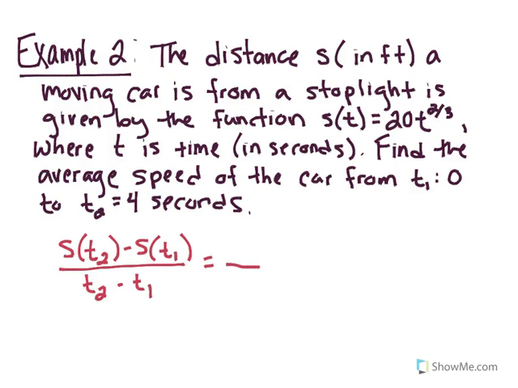Now I know what my t2 and t1 are, so I'm going to put those in. So 4 minus 0. And to find s of t2 and s of t1, we're going to have to take those values and plug them into our function, which will give us, when I plug 4 into our function s of t, I will get 160. And when I plug in 0, I just get a plain old 0. So this is going to simplify to 160 over 4, which is equivalent to 40.